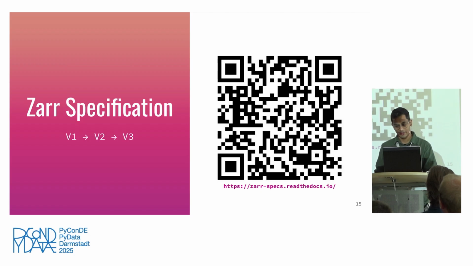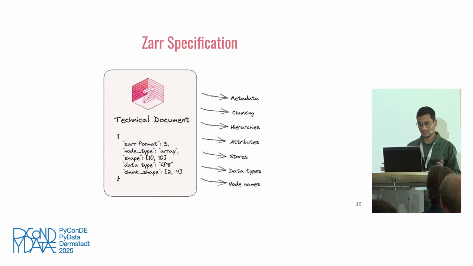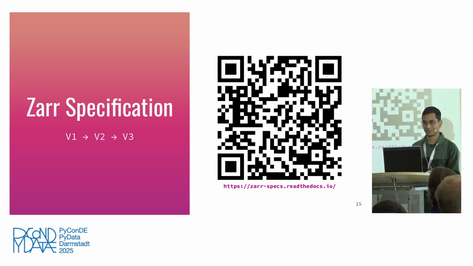Zarr is based on a specification. There's the link for the spec website, and we have evolved over the years to version 3. Specification is just a fancy word for a technical document which lays out the rules of how the project should work: the metadata format, the chunking, how the hierarchies are ordered, what type of attributes you should add, data types, and node names. I should have waited here for 5 seconds, but if anyone wants to take a photo, they can have a look.